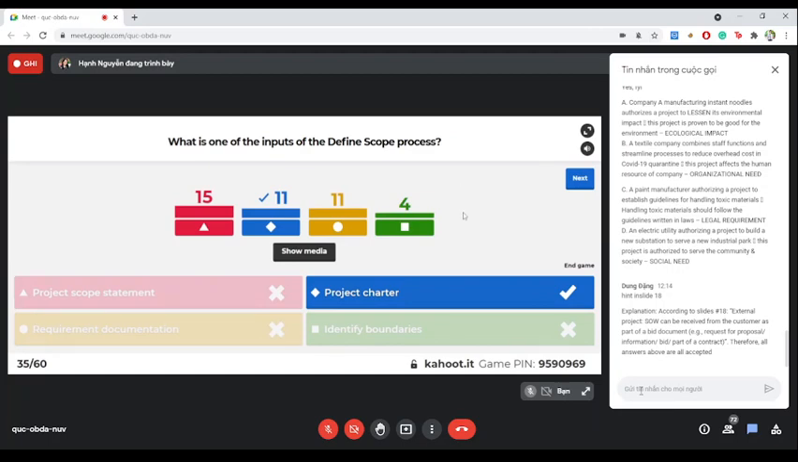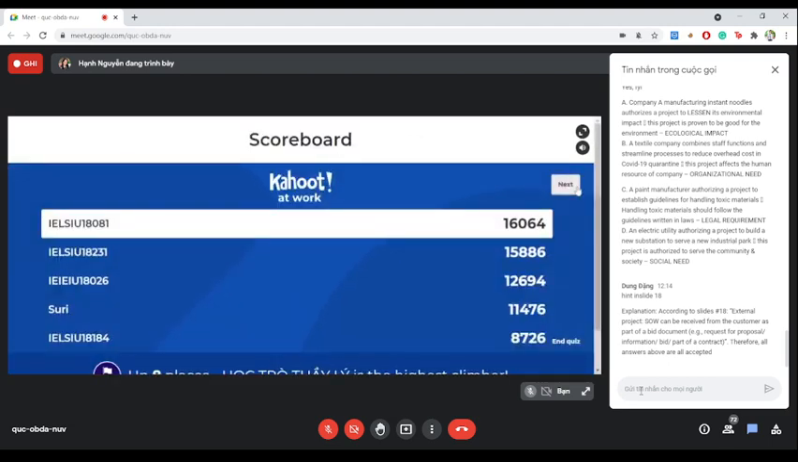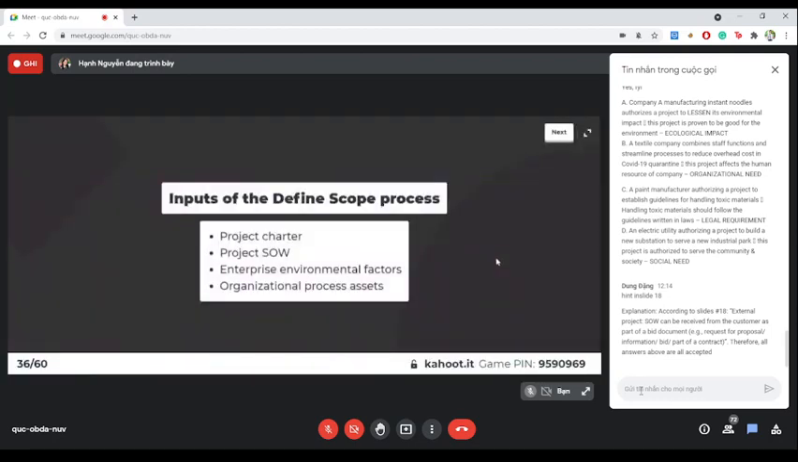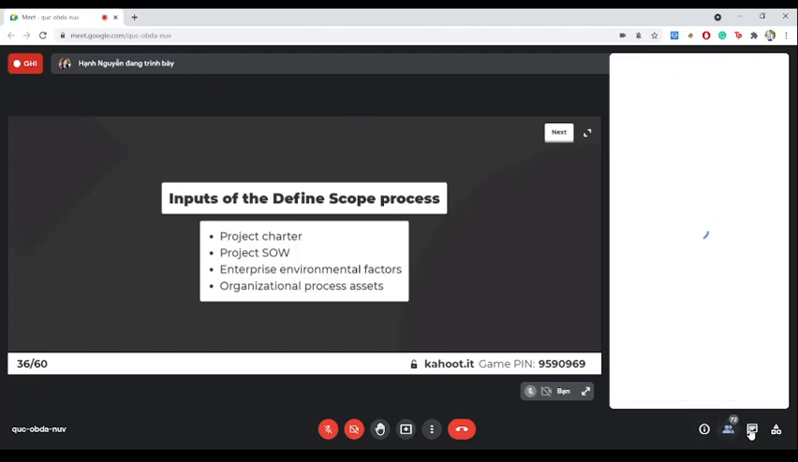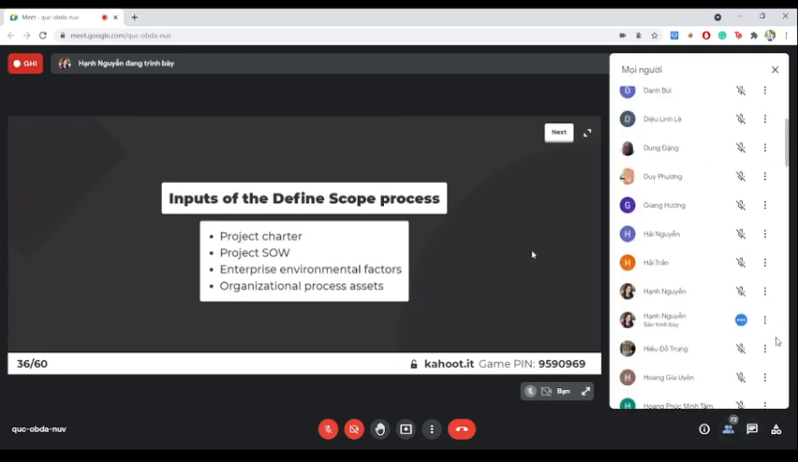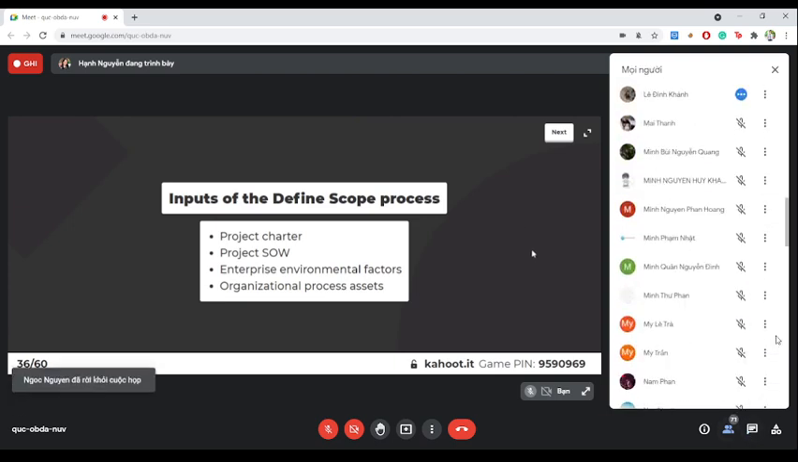Okay, so I just got proud of you in the last one, and now you let me down in this one. This is a fully theory question. So now let me remind you a little bit. The inputs of the defined scope process are the first one, project charter. The next one is project SOW. Next is enterprise environmental factors. And lastly, organizational process assets. Okay.